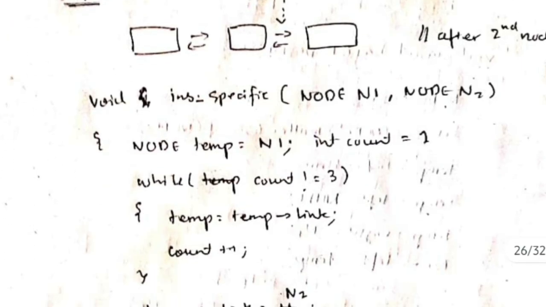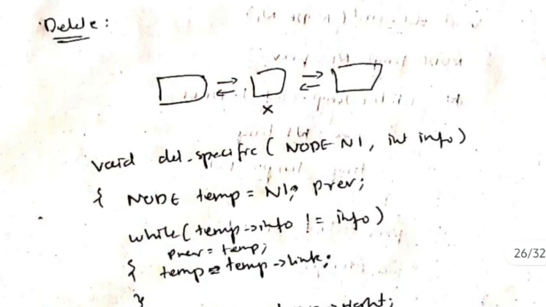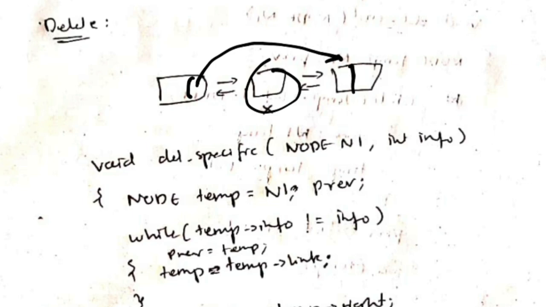Okay, similarly for deletion also, if you have to delete this node, that means the next part of this should point to this and the previous one should point to this. Okay, so that's for the deletion purpose.